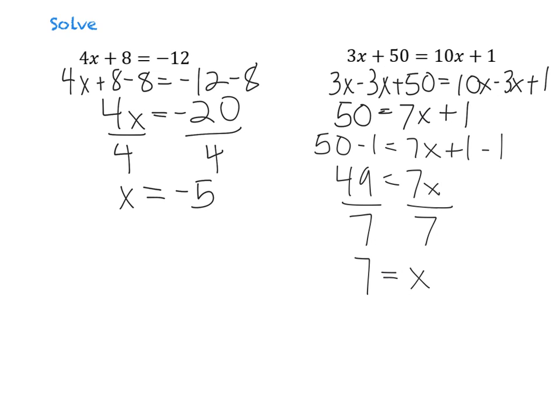The key there is just to remember that you want to put all of the variables on one side of the equation. So in this case, I put my variables on the right-hand side. And once I put the variables on the right-hand side, I was able to make the equation a lot simpler and solve it just using what we've learned for two-step equations.